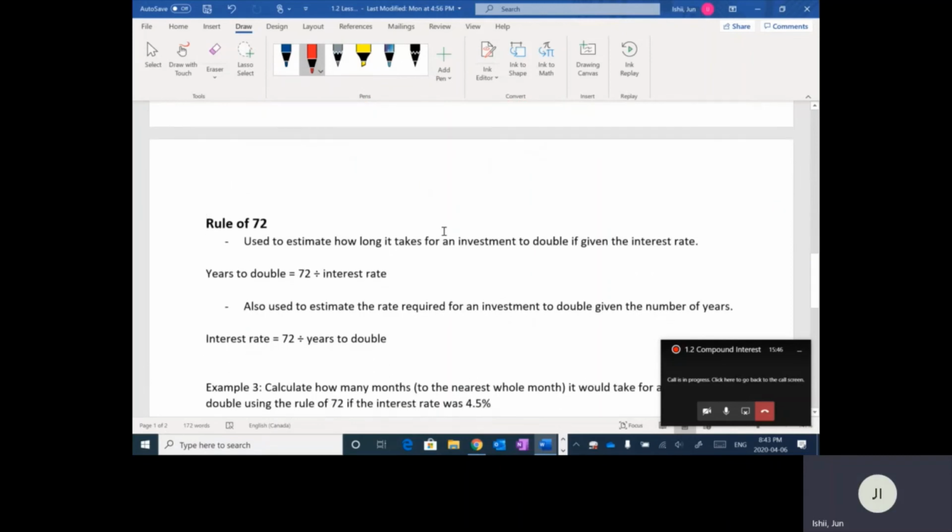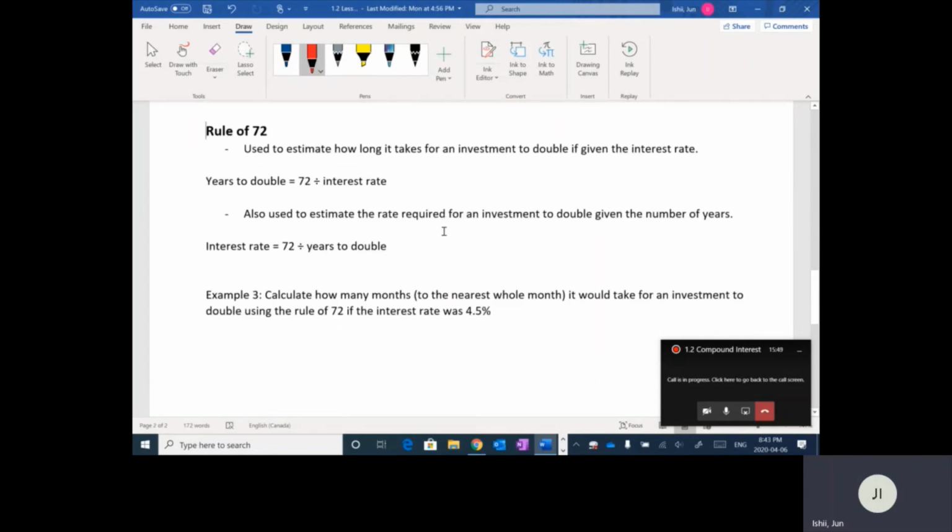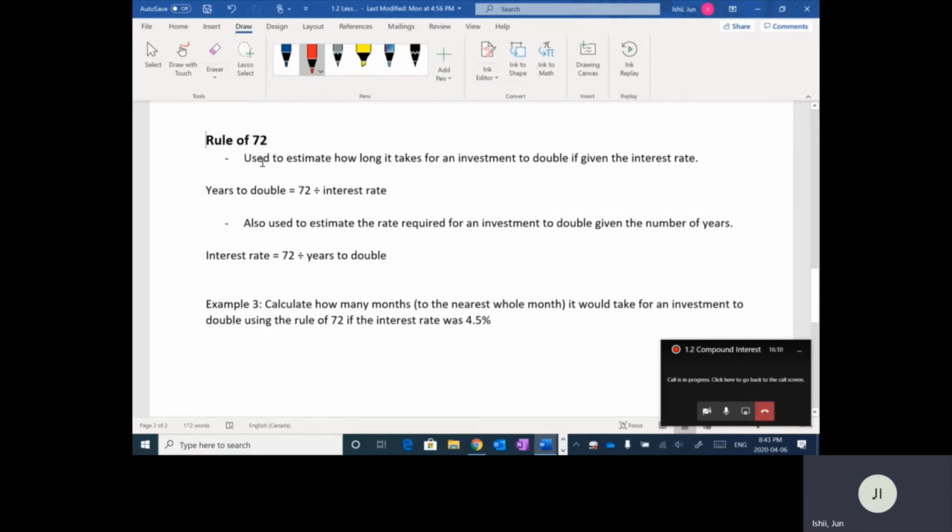Now, the other thing that's covered in this section is something called the rule of 72. I believe you would have seen that last year as well, so this is hopefully some review. It's a simple rule for estimating how long it takes for an investment to double. The first use is to estimate how long it takes for an investment to double if you're given the interest rate. The number of years to double is 72 divided by the interest rate.